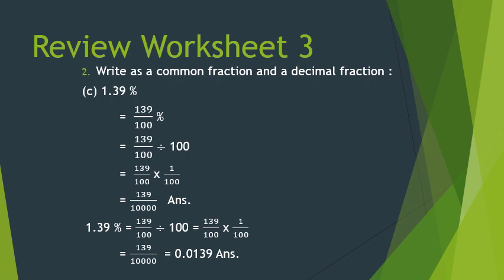As you know, there are 4 zeros in the denominator, so the position of the decimal point will be 4 plus 1, that is, the 5th position from the right hand side. Okay, so the answer is 0.0139, and this answer is written as a decimal fraction.